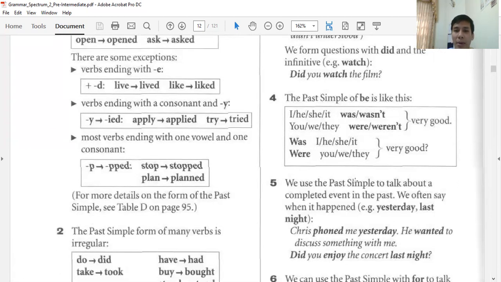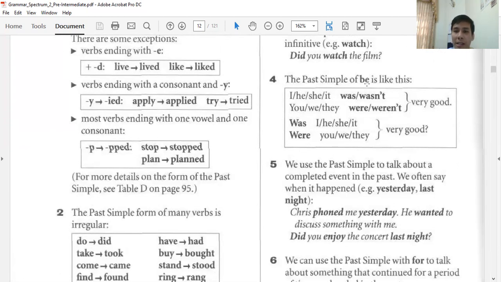So now move to number 4. The past simple of be is like this. Normally we use the verb be. That means am, is, are for present, and then was and were for past. For example, with I, he, she, it we use was. Normally in past simple we use was. The past simple of the verb be.